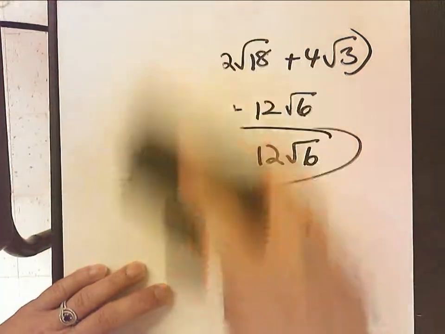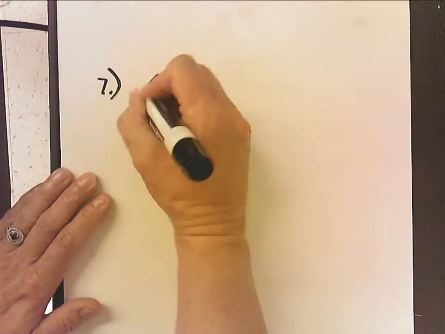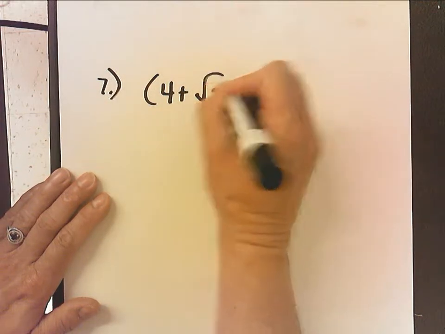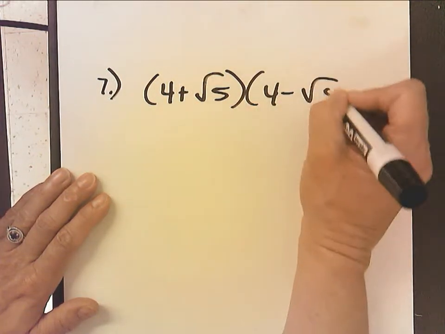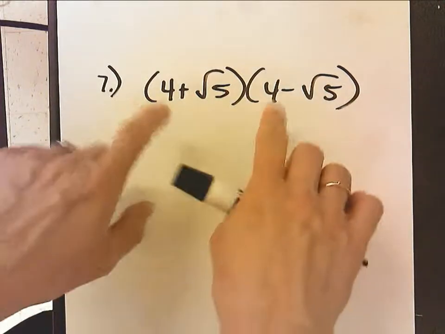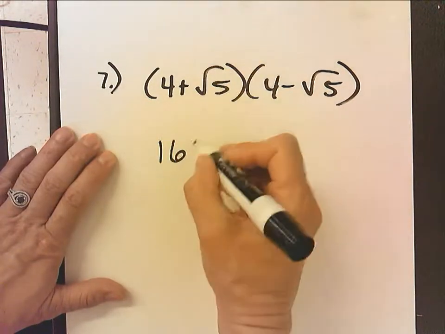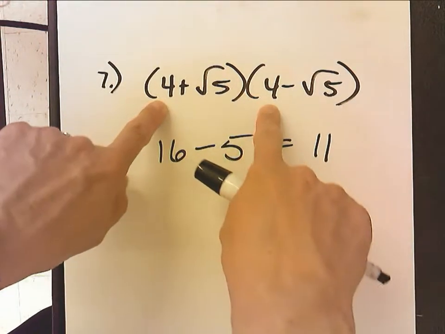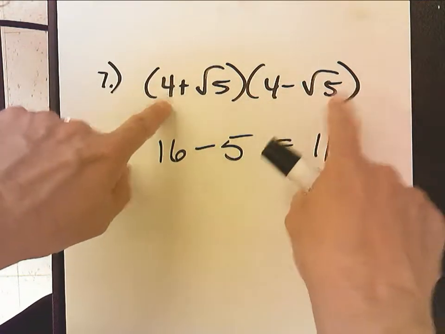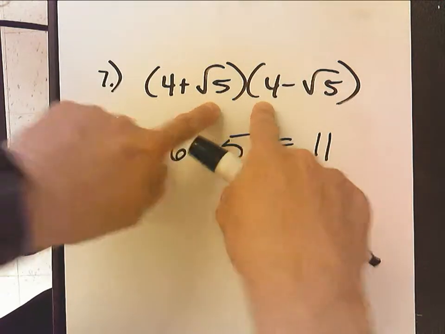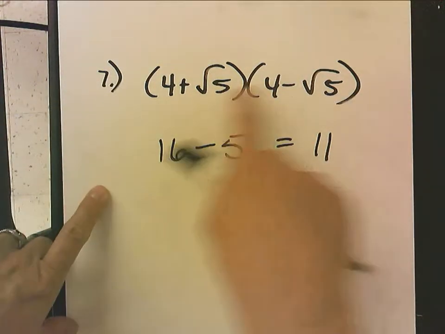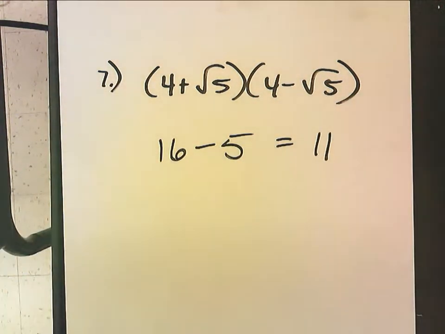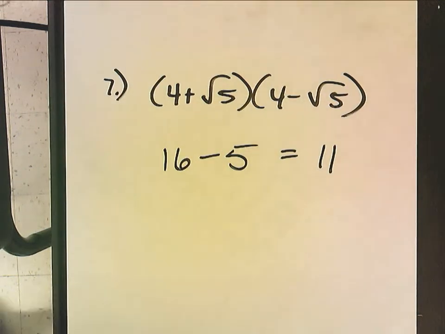Then, number 7 is 4 plus root 5 times 4 minus root 5. Well, these are conjugates. So I square the first, 16 minus 5 equals 11. Because 4 times 4 is 16, minus 4 root 5 plus 4 root 5, so they cancel out. Minus root 5 times root 5 is 5. Okay, so that is page 31. This is what you missed if you went to Hershey.